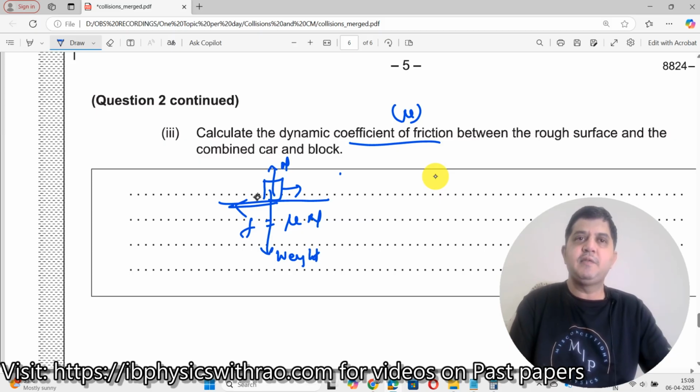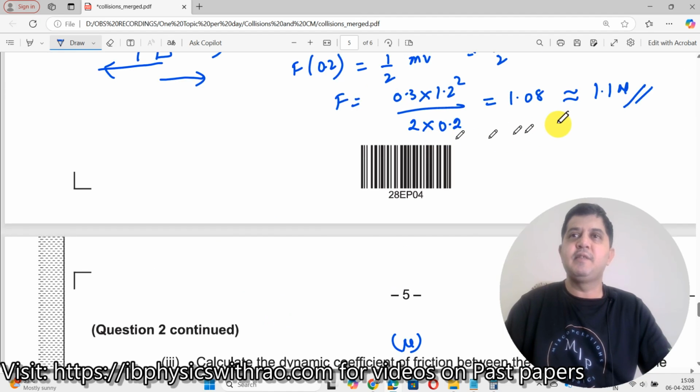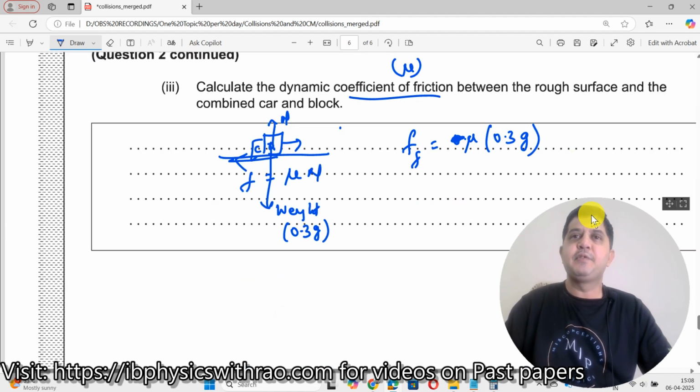What is the total weight of the object? See, you have a car and you have an object. Car plus object was weighing 0.3, 0.3 times g over here. I will substitute this. The frictional force is equal to mu times 0.3 multiplied by g. This is what I get. Now, what is frictional force? We just estimated that. What is the value? 1.1 Newton. I substitute that over here.